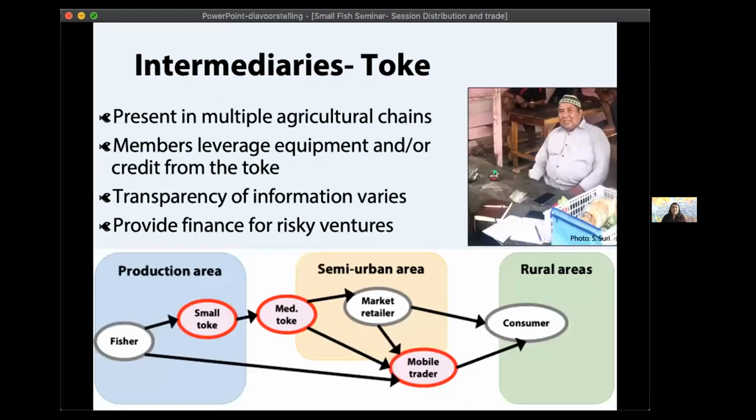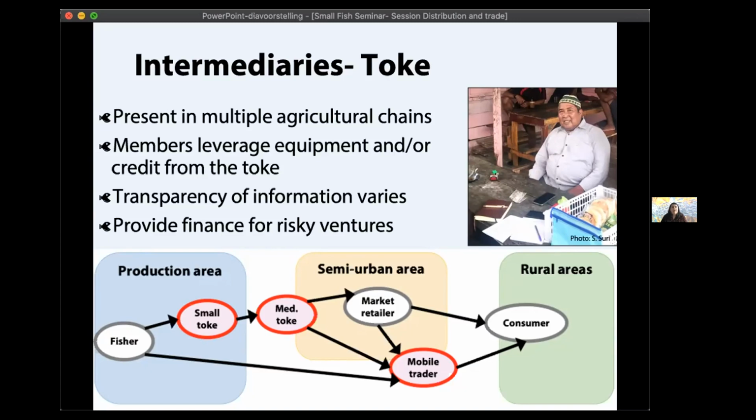So who are these traders or middlemen? Well, 2 key actors are the toke and the along-along. Looking at the toke first, these intermediaries are found across multiple agricultural commodity chains in Indonesia, for example, palm oil. They establish relationships with producers and various other traders based on the extension of equipment or finance. For example, a toke who buys directly from fishers would own several boats and some fishing equipment. The fishers who use these boats and equipment must then sell their catch to that toke. Thus, they can't shop around and try to get a higher price for their fish.